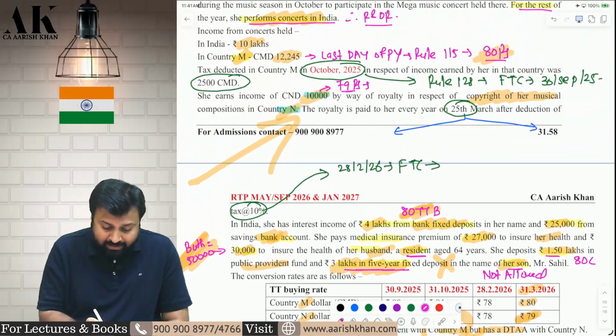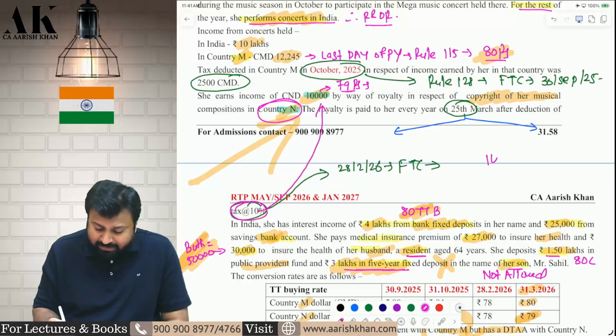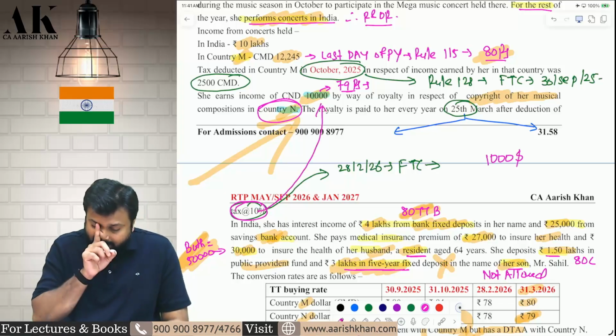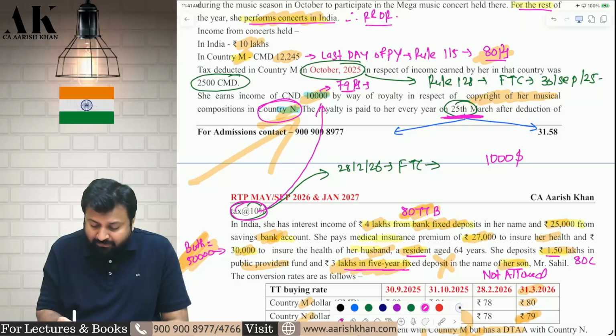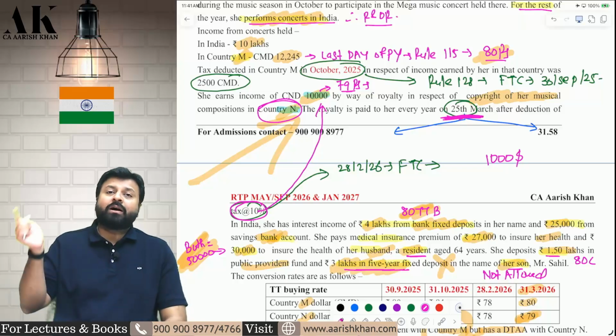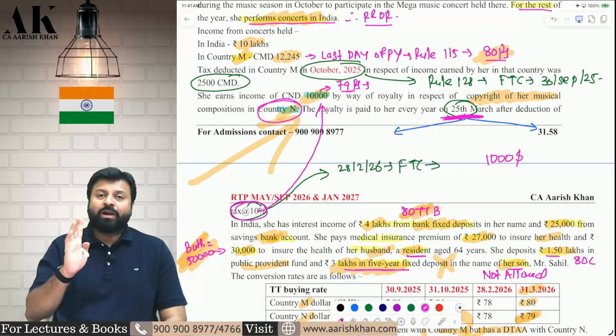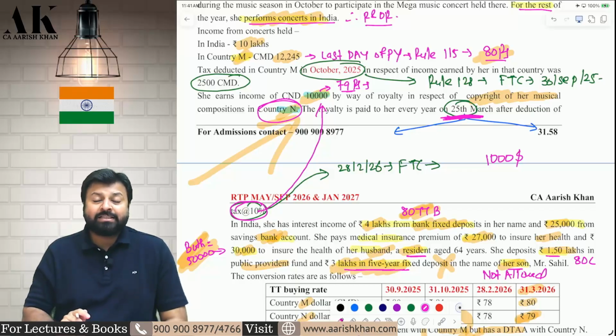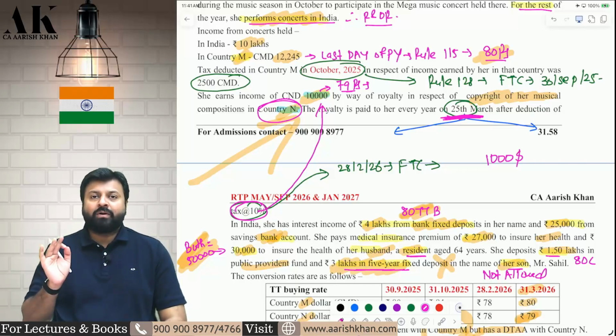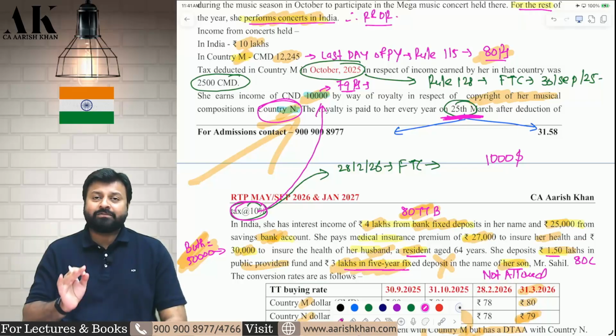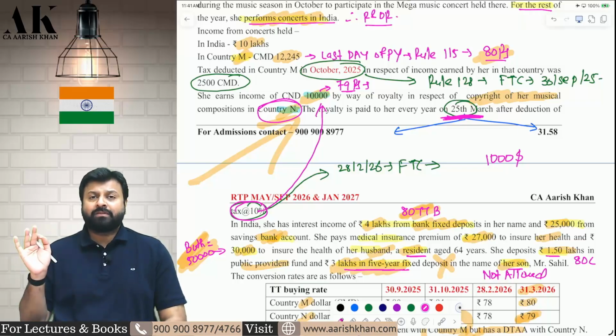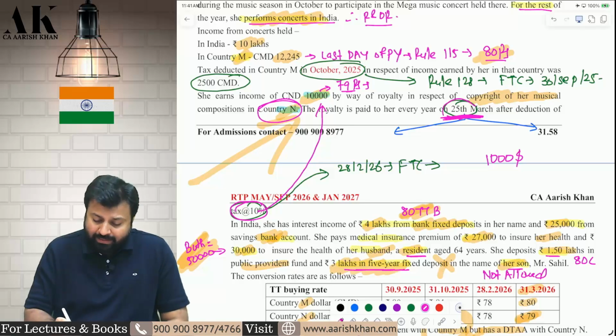The tax paid in country N: you have paid tax at the rate of 10% of 10,000. 10% of 10,000 is $1,000. Now this $1,000 you have paid on 25th of March. So this you have to convert into rupees as per Rule 128. What does Rule 128 say? Rule 128 says that you have to convert the foreign tax into Indian rupees for the purpose of credit as per TTBR of the last day of the preceding month. So you are paying in March 25.